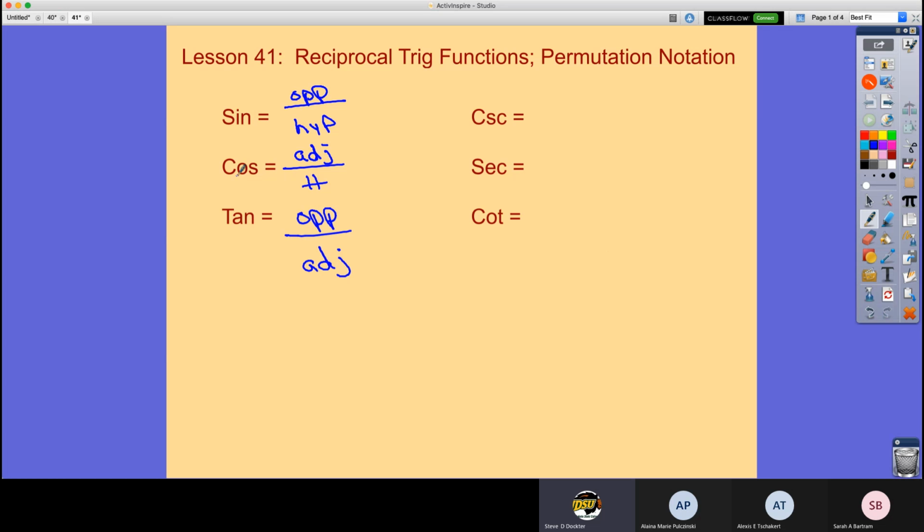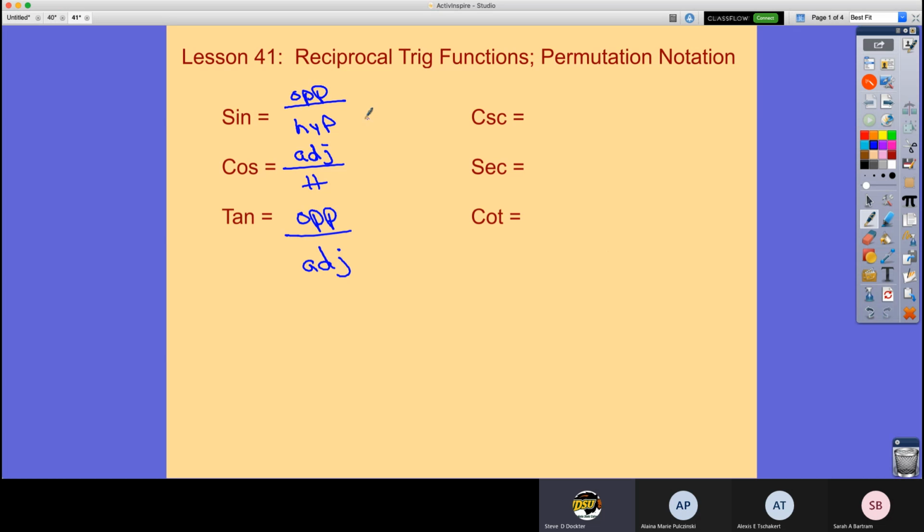So far, what we have not used are these other three this year. I know you guys were introduced to them a little bit last year though. These are cosecant, secant, and cotangent. Now there is a fraction that works for each one of these too.